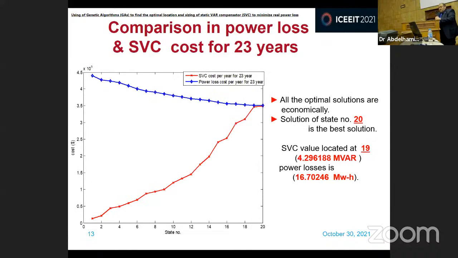For the 23 years, we can see all the optimal solutions are under the blue line. That means all of them are economic, and we can see the solution state number 20 is the best solution.